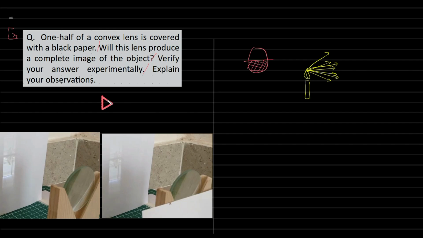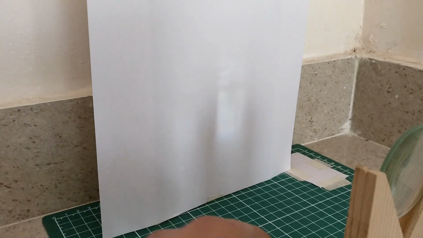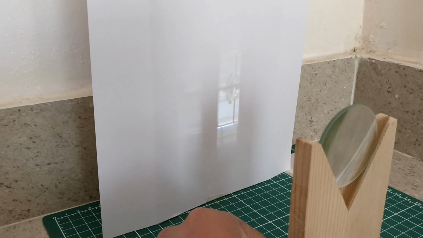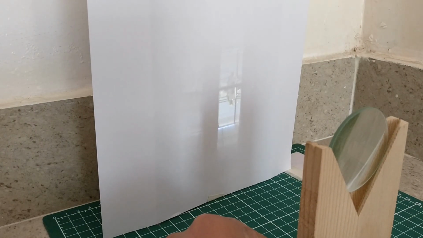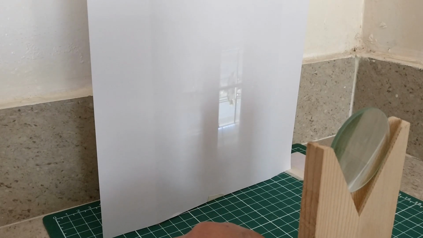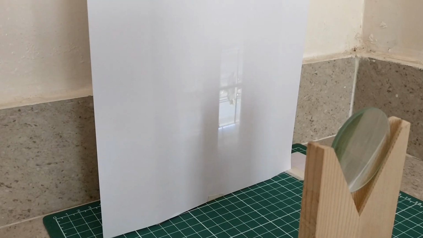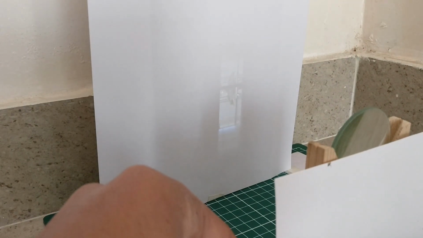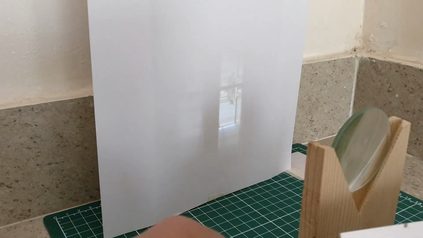Okay, so let's check this out. So I have a screen, I have a convex lens, and yes, that is a real image. So it is inverted, right? So now make your observation. So instead of black paper, I'm covering it with a board.